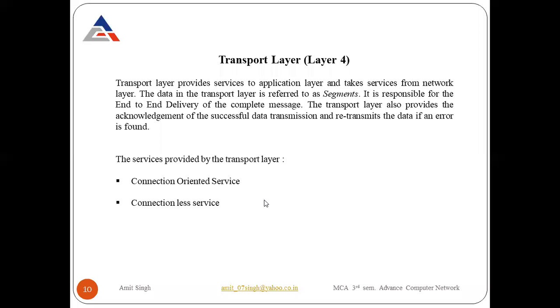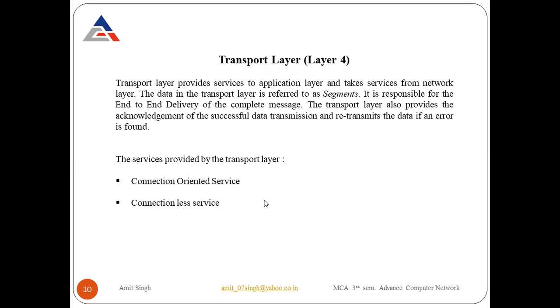Okay, the first service is connection oriented. What does it mean? Connection oriented means the physical connection is there. Connectionless, no connection is made. This is a major difference. It is because the transport layer is responsible for the complete message delivery from one system to the other system. Whenever a message is sent from one system to the other, we have two options: either we go for the wired media or we go for the wireless media.